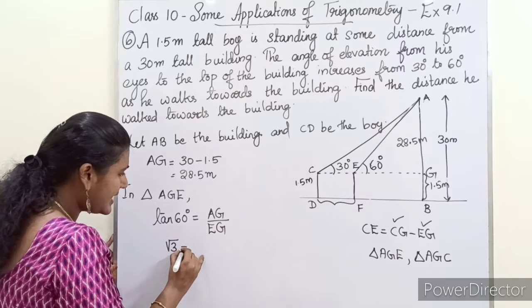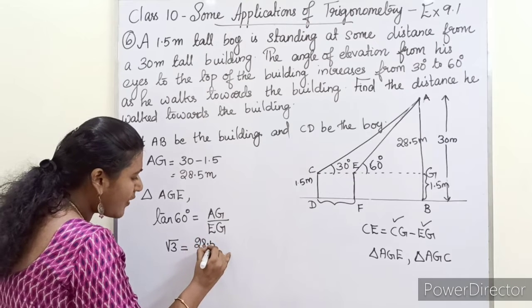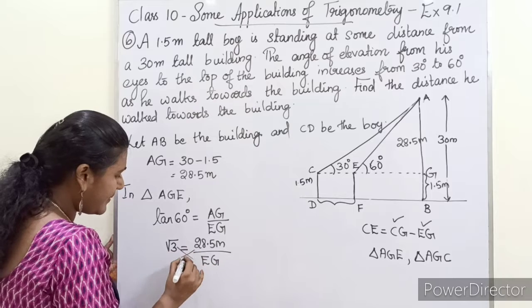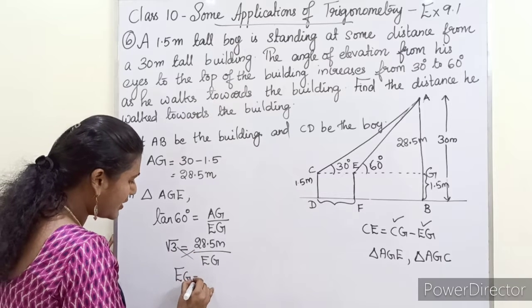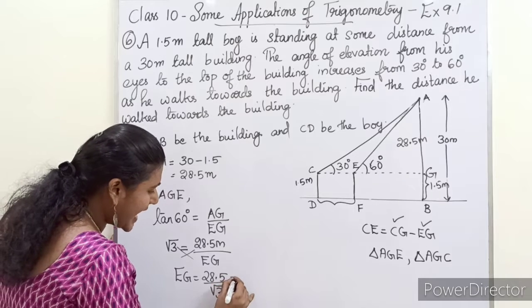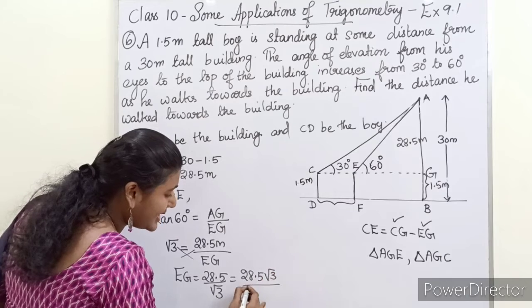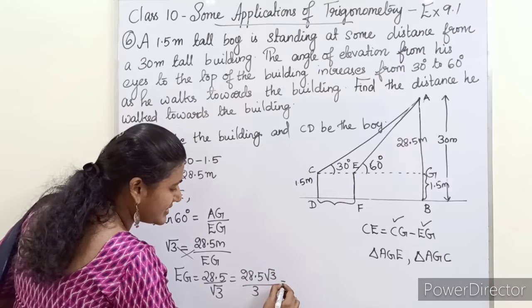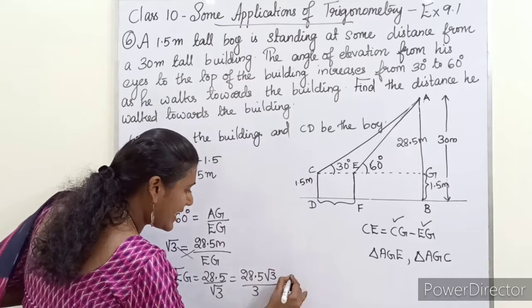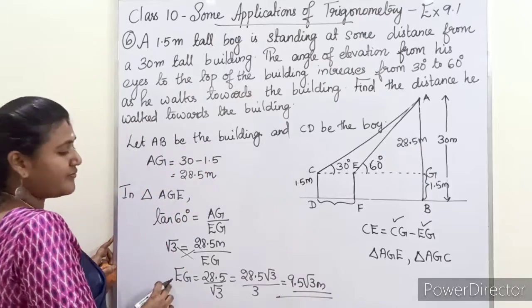Now what is the value of tan 60? That is root 3, equal to the AG value we already got, 28.5 meter, divided by EG. So we will cross multiply. So EG is equal to 28.5 by root 3. We will rationalize this. So 28.5 root 3 by 3. Here we will simplify this, so we will get 9.5 root 3 meters. So we got the value of EG.